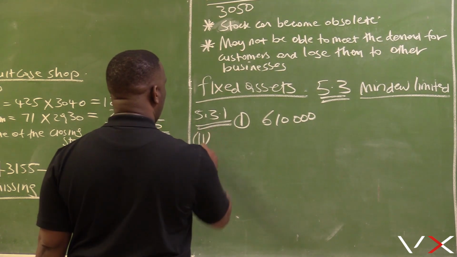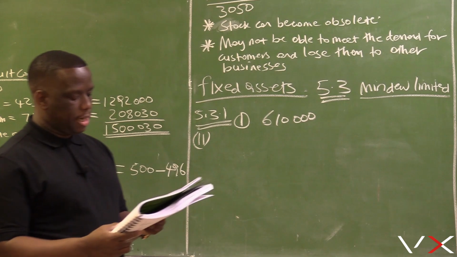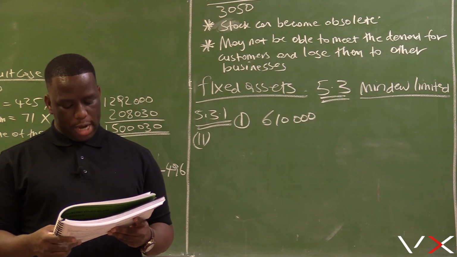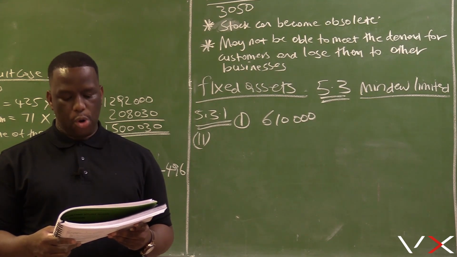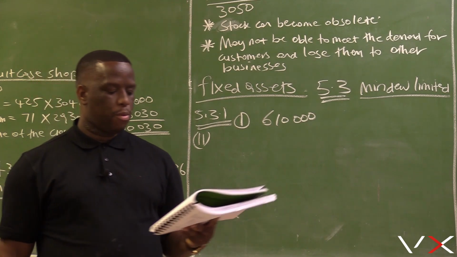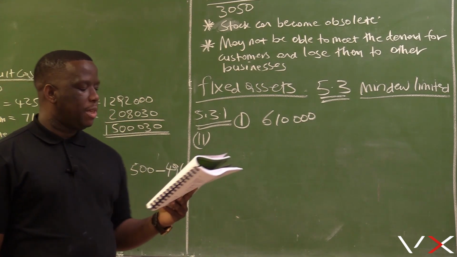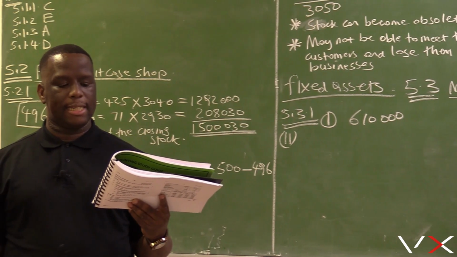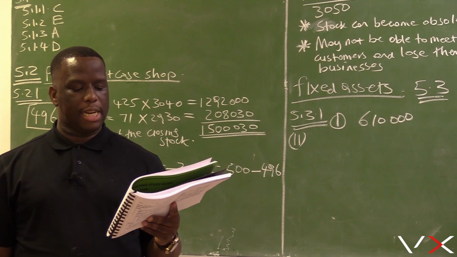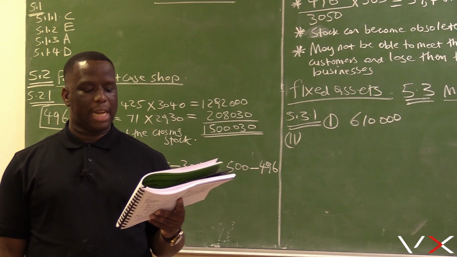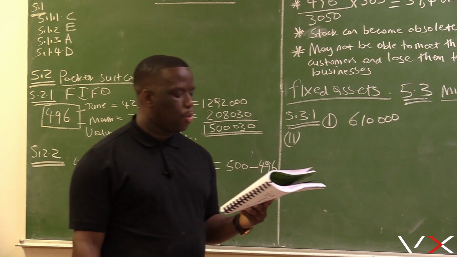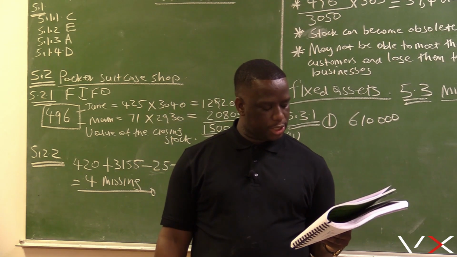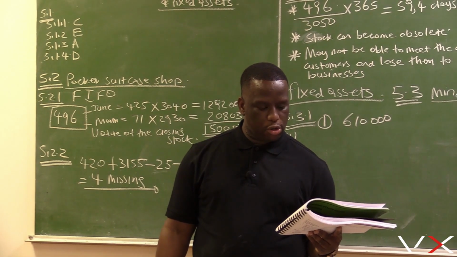And then Roman figure 2. We want to calculate depreciation on computers. According to information C on page 19, the 3 computers were all bought on the same day at 36,000 each. Depreciation is 33 and a third percent on cost, and these computers are expected to last another 2 years. So we want to calculate depreciation at 33 and a third percent on cost.